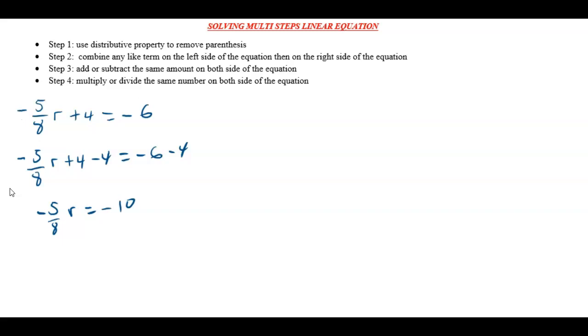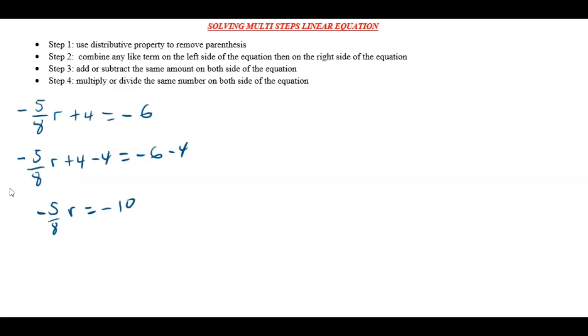Now, multiplication or division. In this case, there are two ways we can do this, but we're just going to do it one way. So we got negative 5 over 8 multiplied by r. So the first thing you can do to get rid of that 8 is by multiplying. Now notice, negative 5 is divided by 8. So if I multiply by the reciprocal of that number, then that will eliminate it.